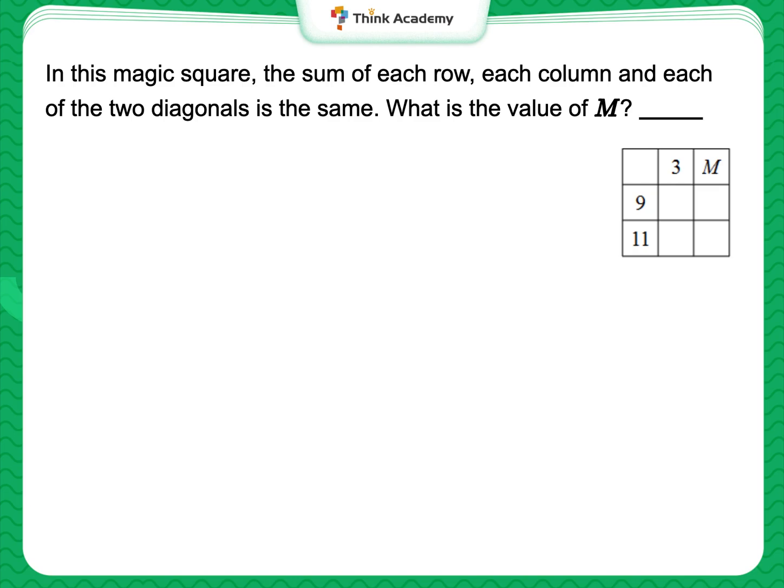And the next part is about the magic squares. So for the magic squares, the rule is that the sum of each row, each column, and each of the 2 diagonals is going to be the same. So, for example, let's name this box X, all right? So in this column, we have a sum X adding 9 adding 11. And in this row, we have a sum X adding 3 adding M.